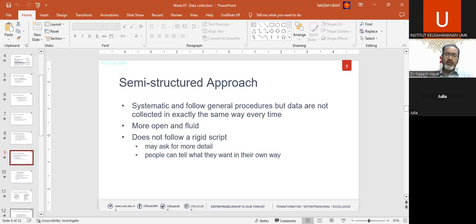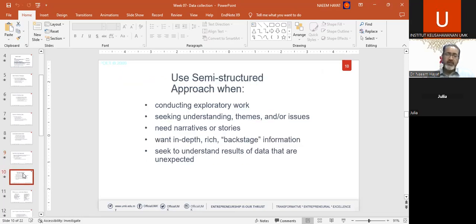It doesn't follow a rigid script, because in a structured approach we have a questionnaire at hand where data is collected only on the questions that we already prescribed. But here it is not a rigid script. It means there may be open-ended questions, there may be follow-up questions, and the discussion may lead beyond the limit. We may ask for more detail. People can tell what they want in their own words. So this is a semi-structured approach, which many of the scholars here already know.